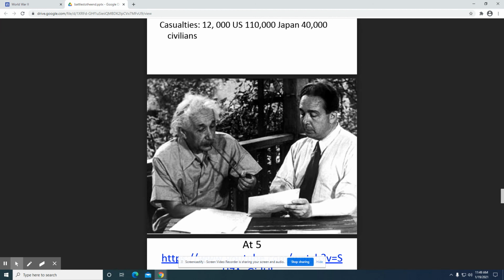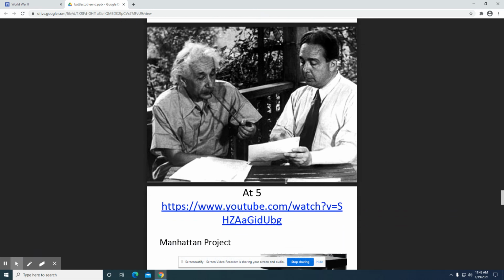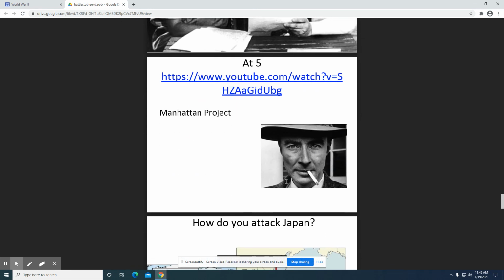Here I did a search for Roosevelt's letter, where Einstein writes to Roosevelt talking about the possibility of making a nuclear bomb, which is going to lead to the development of the Manhattan Project. The Manhattan Project was a government program designed to develop a nuclear bomb led by Robert Oppenheimer.